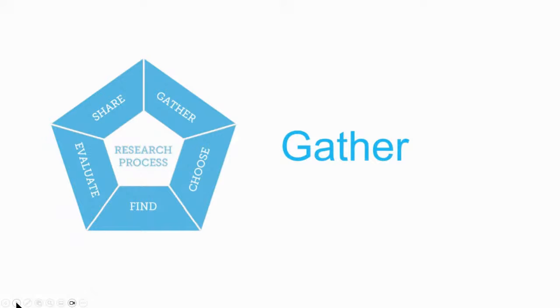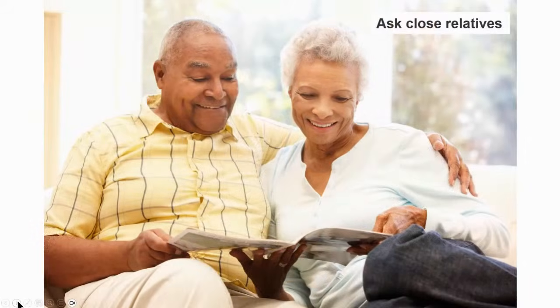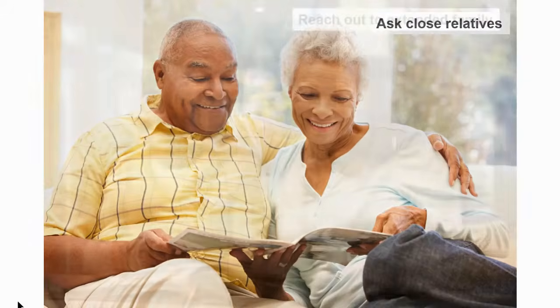The first component of the research process is gather. When we say gather, we mean to start collecting what you already have. Write down stories or family traditions you remember. Compile your photographs and family documents, and include things like yearbooks, newspaper articles, and programs for special events. Next, ask your close relatives for stories and traditions they remember. See if they have photographs or family documents they would be willing to share. Ask if you can make copies or take pictures.